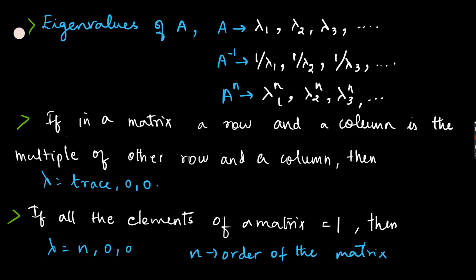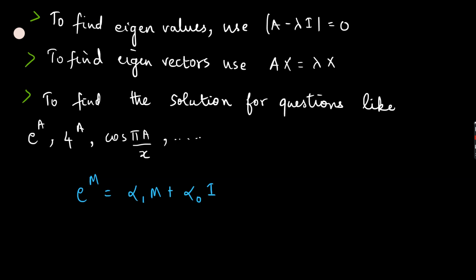So like if in a matrix, a row and a column is a multiple of another row and column, then the lambda will be equal to trace, 0, 0. And if the elements of the matrix are all equal to 1, then the lambda will be equal to the order of the matrix, 0, 0. So the most important properties to remember. You can also directly solve the problem to get the eigenvalues, but if you remember this, then you will have much more time to focus on other problems which are going to be very time taking to solve. So these properties will help you solve in a few seconds.